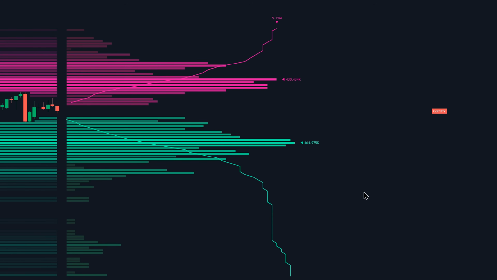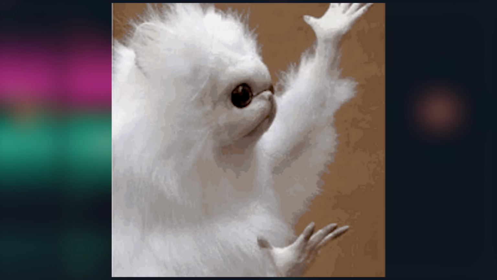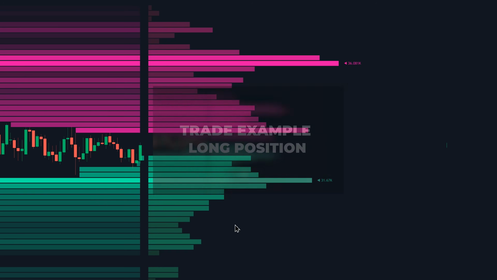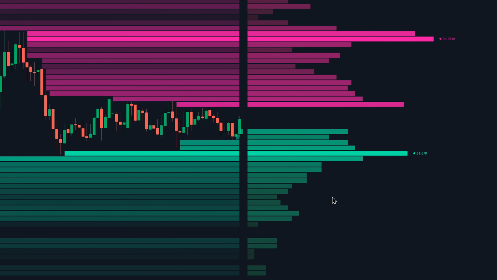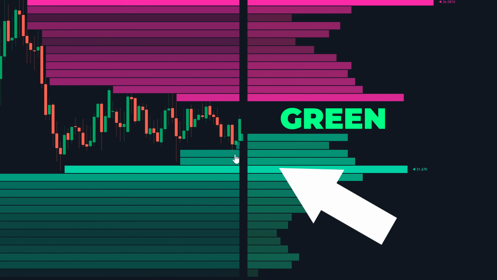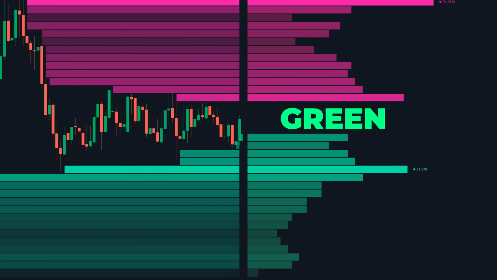All right, back to it. How do we actually use this thing to trade? Well, here are the conditions for a bullish trade. On a random day or at a random time period, I could just come to the market and identify areas where I see these green horizontal volume levels printed by the indicator.